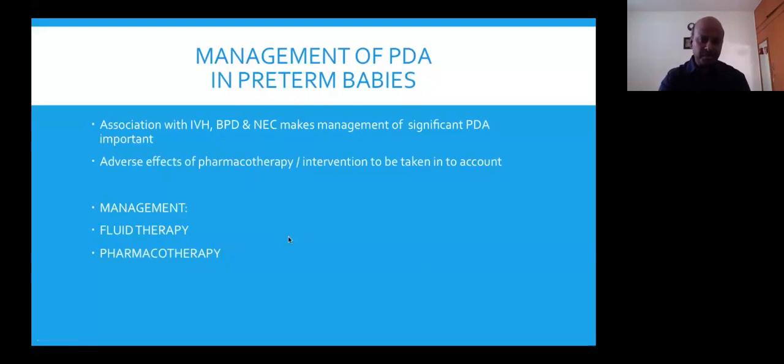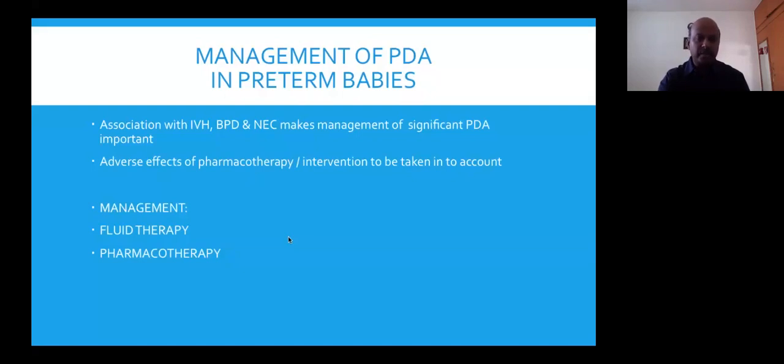Ibuprofen is considered much safer given orally, with less side effects. The only side effect of ibuprofen being that it can displace albumin from the bilirubin binding site. So there's a chance of kernicterus with ibuprofen therapy. So that has to be watched. Otherwise, the side effects like renal dysfunction, necrotizing enterocolitis, and GI bleed are less with ibuprofen.